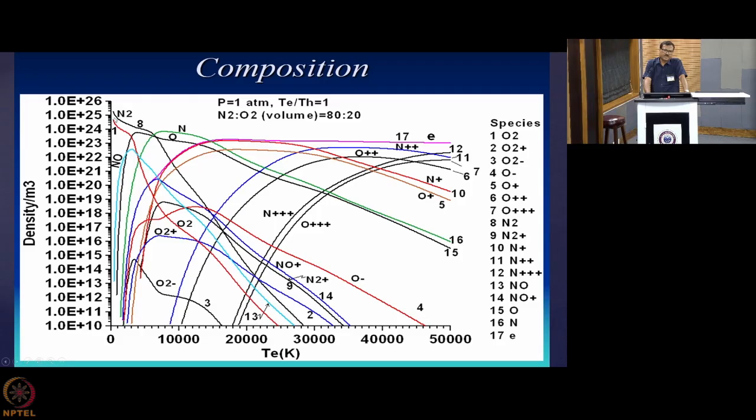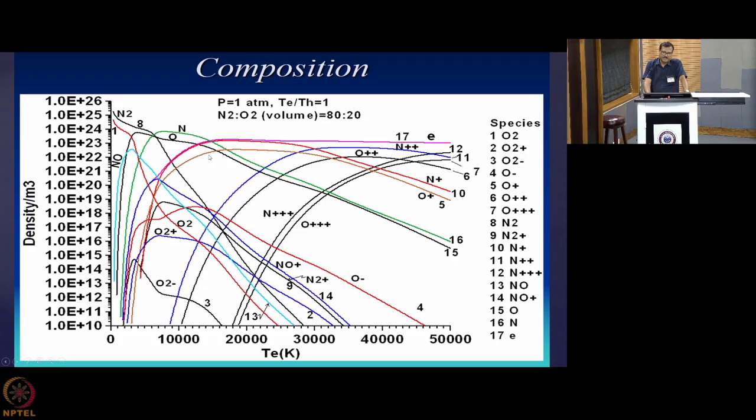first, initially there is only N2 because the temperature is so low. So all of them are N2 molecules, and the oxygens are also in the state of oxygen molecules. So the N2 to O2 ratio is maintained at 80:20. And then as you increase the temperature, different species evolve, like oxygen and nitrogen atoms, then O2 plus, O2 minus.